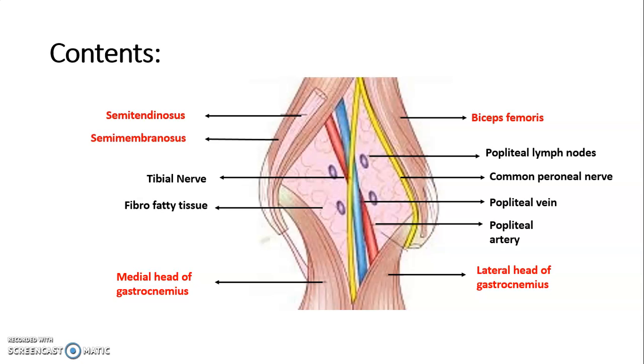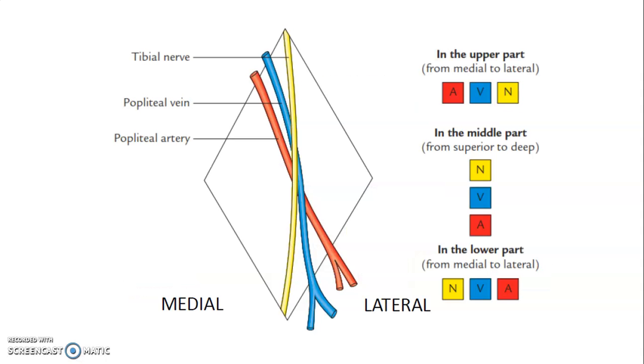As you can see in this picture, the tibial nerve and the popliteal vessels traverse the popliteal fossa vertically, and their relations in the popliteal fossa are: in the upper part of the popliteal fossa, the relations are from medial to lateral. Popliteal artery lies on the most medial side, then the popliteal vein, and tibial nerve is most lateral. So AVN, artery, vein and nerve, is the relation of these vessels and nerve in the upper part of the popliteal fossa.